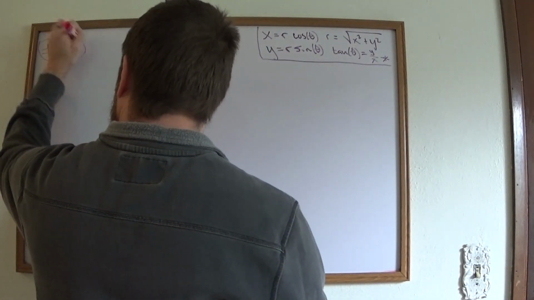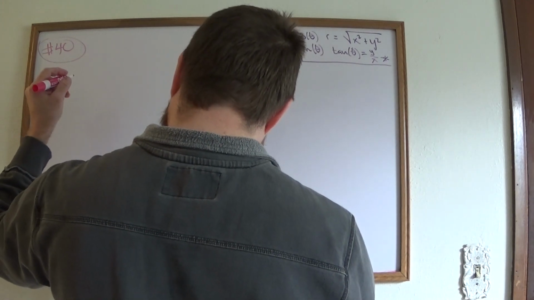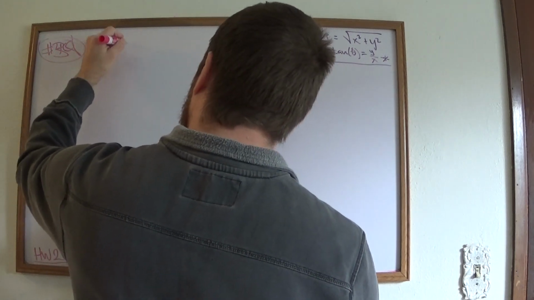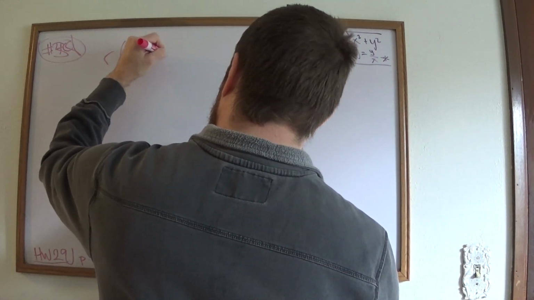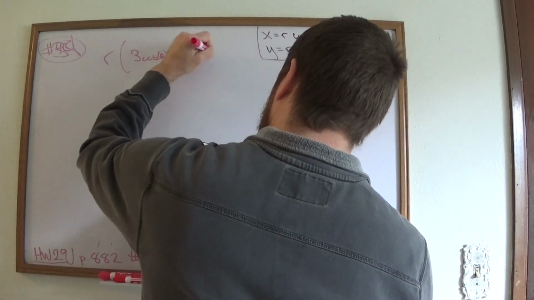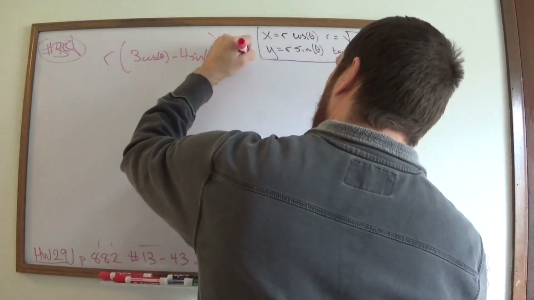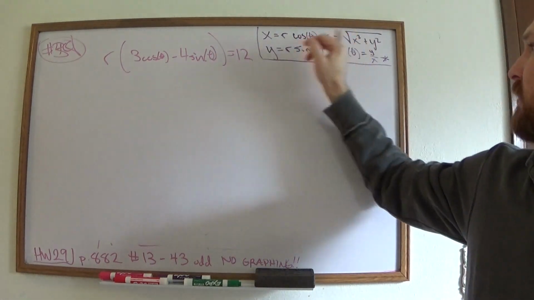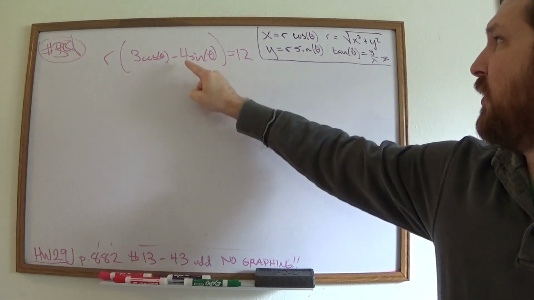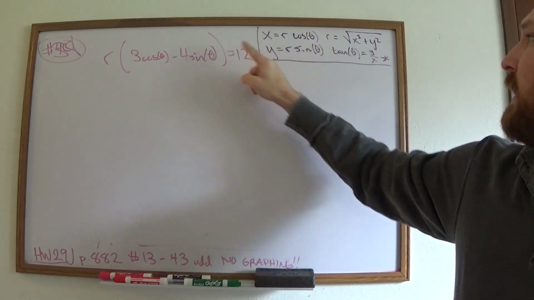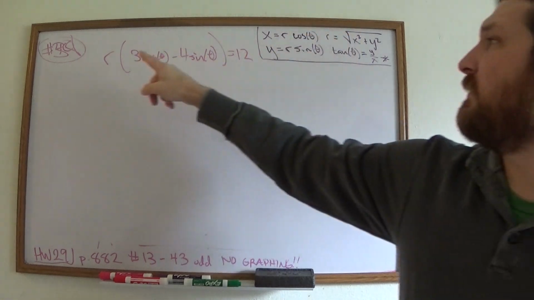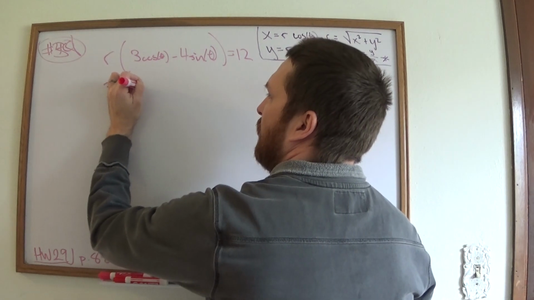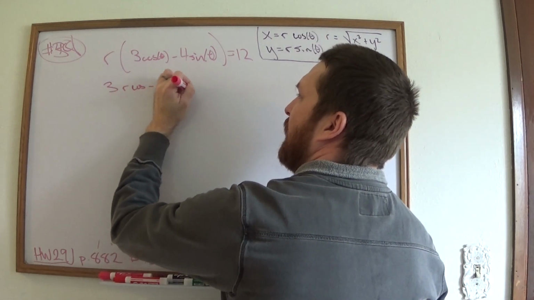Number 40. Oh, that's what it was. I'm sorry, 38 was r times 3 cosine theta minus 4 sine theta equals 12. Again, you could say, okay, cosine is x over r, r is the square root stuff, so now you have x over the square root stuff, y over the root stuff. Or you could say, wait a second, hold up, if I factor this in, I have my r cosine minus 4r sine.